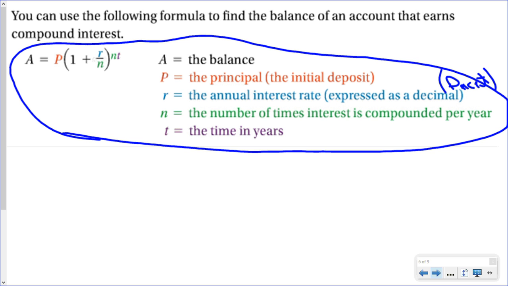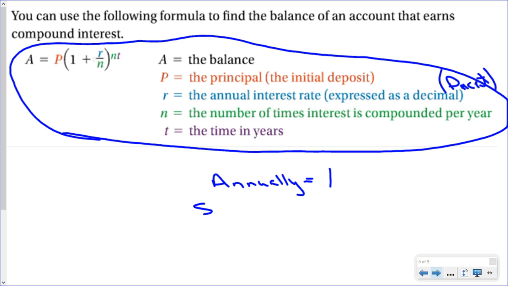N is, that's probably the hardest one. N is the number of times interest is compounded per year. Usually it has the words annually, semi-annually, or quarterly. Those are the three most popular ones here. Annually, you should use the number 1. Annually happens once a year.